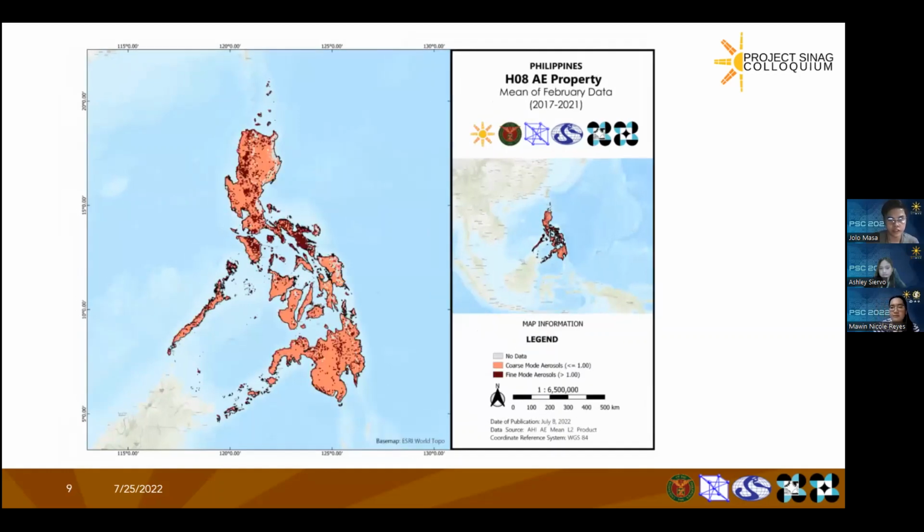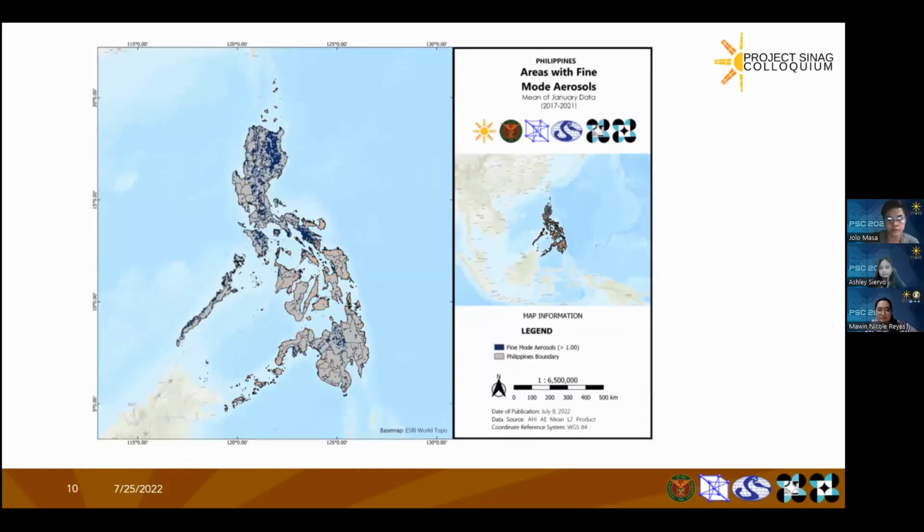For the next slide, this map output shows the Himawari 8 Angstrom exponent property mean monthly data for the years 2017 and 2021. The maroon color represents fine mode aerosols with an Angstrom exponent value greater than 1, and the peach one shows coarse mode aerosols with a value less than or equal to 1. The green one shows no data present.